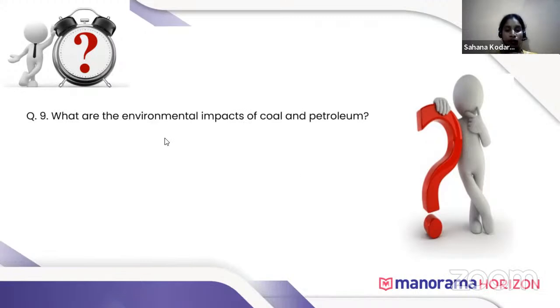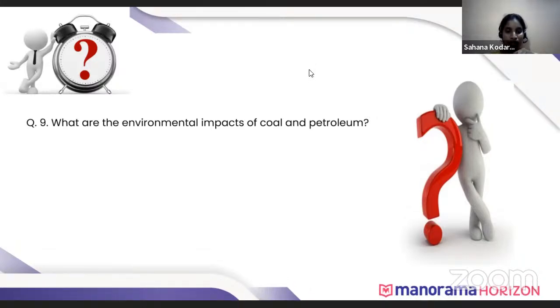What are the environmental impacts of coal and petroleum? Anybody? Pollution. Yes, good, Anna. Only Anna is replying, no one else is replying. What happened? Pollution. Yeah, Anna. Gina and Anna, only both of them are replying. Others are not replying. What happened? Formation of different gases. Yes. This formation of different gases causes pollution. Okay, let us see the answer.